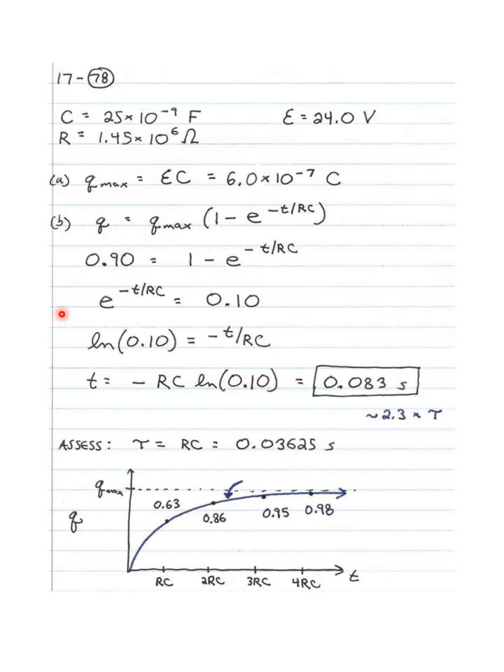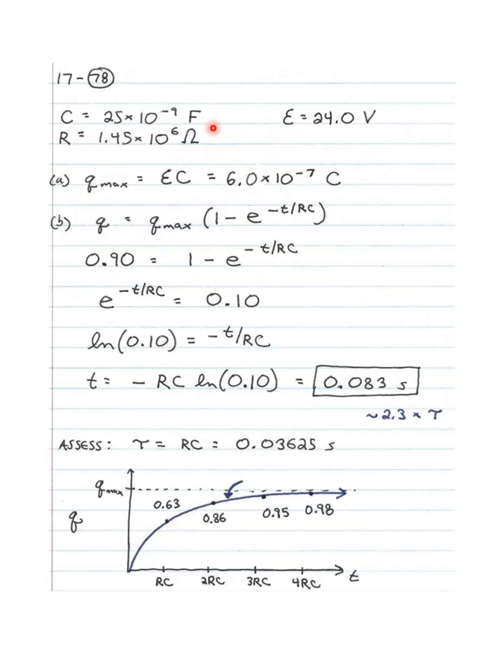We're going to go through the algebra. I've added e to the negative t over RC to both sides of the equation, and subtracted 0.9 from both sides. So now we have e to the negative t over RC equals 0.1. In order to solve for t, we need to turn this into a logarithmic equation. So the natural logarithm of 0.10 equals negative t over RC. Then we algebraically solve for time, and we get 0.083 seconds.